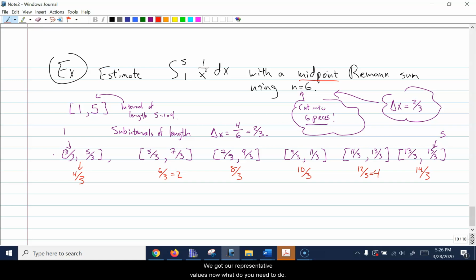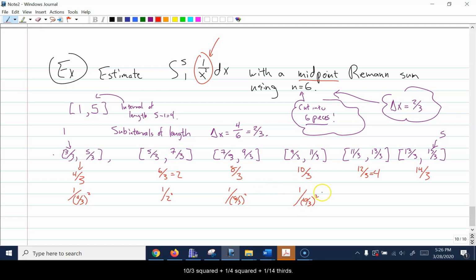Now what do you need to do? Now we need to take those representatives and plug them into the function. What function? The function we're integrating, the integrand. We need f of 4/3. I'm not going to actually compute these yet. I want 1 over 4/3 squared. I want 1 over 2 squared. I want 1 over 8/3 squared. I want 1 over 10/3 squared. I want 1 over 4 squared. I want 1 over 14/3 squared.